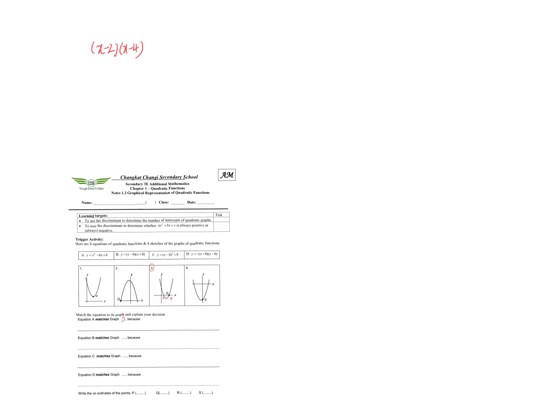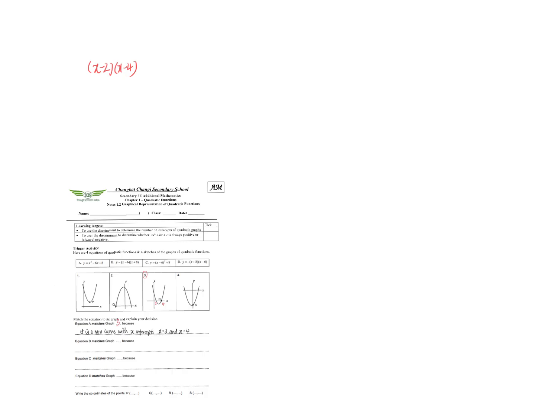Next one is equation B. If you look at it, the 2 x-intercepts are 6 and negative 8 and it is a minimum curve. So if you look at the minimum curve with 6 and negative 8, it matches your graph 4. So equation B matches graph 4 because it's a minimum curve with those x-intercepts.